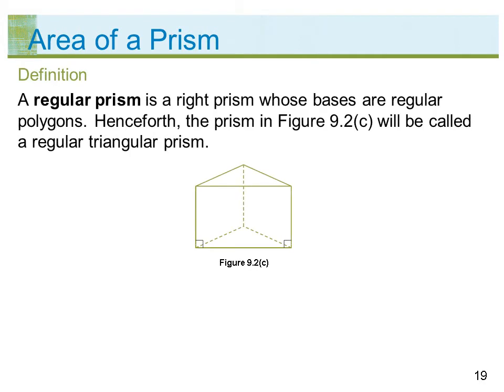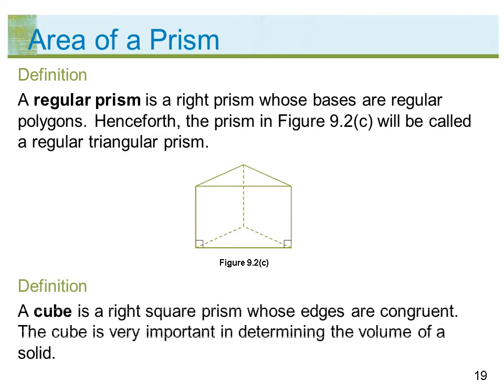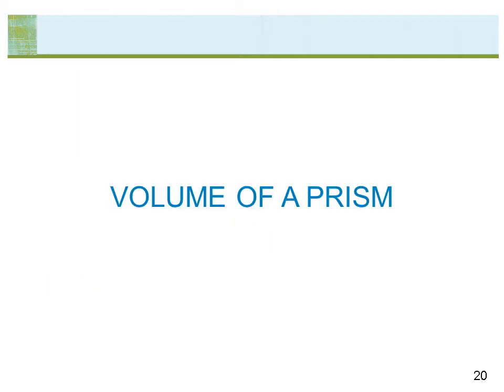Definition. A regular prism is a right prism whose bases are regular polygons. Henceforth, the prism in figure 9.2c will be called a regular triangular prism. Definition. A cube is a right square prism whose edges are congruent. The cube is very important in determining the volume of a solid.